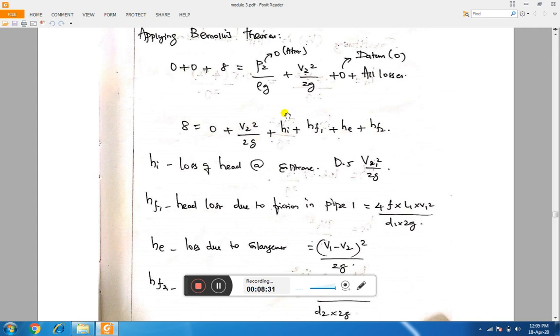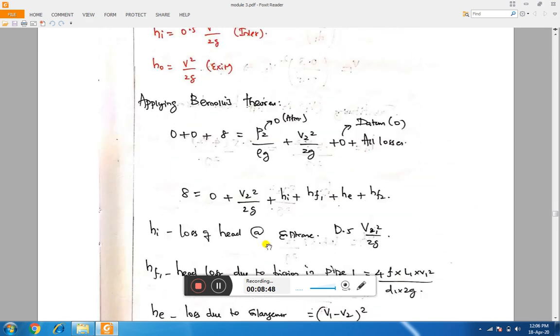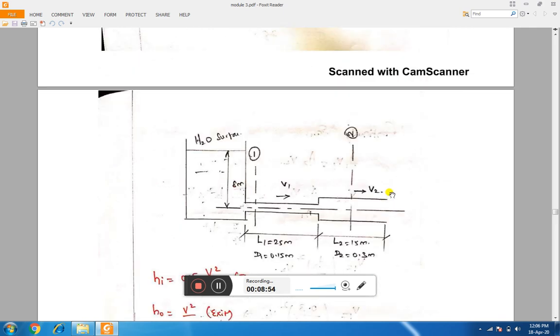So these parameters are not known, so what are these parameters? Hi is loss of head at the entrance, so 0.5 V square by 2g, as we have here, you can see Hi equal to 0.5 into V square by 2g. Now what is this V? Hi equal to 0.5 V1 square by 2g, because it is entering the pipe 1. Now remember, V1 is the velocity at pipe 1.